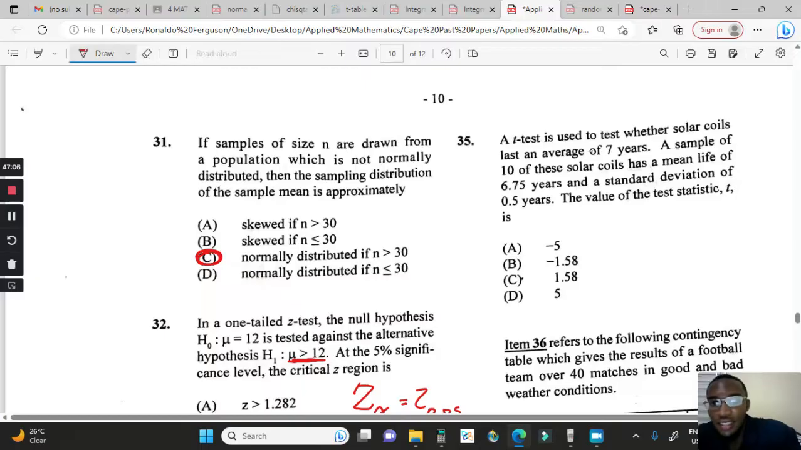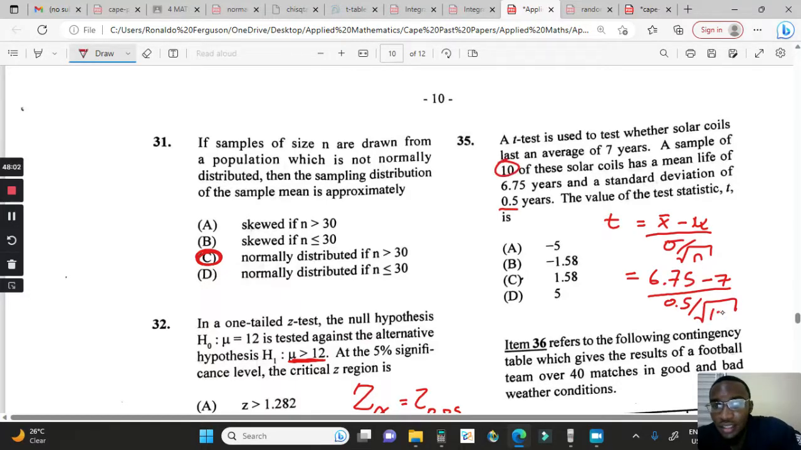Number 35, it says a t-test is used to test whether a solar coil lasts on average 7 years. A sample of 10 of these solar coils has a mean life of 6.75 and the standard deviation is 0.5. The value of the test statistic, remember the test statistic T is equal to x bar minus mu divided by the standard deviation divided by the square root of n. That's our test statistic. A sample of 10 and the mean life was 6.75 minus, they said that it lasts on average 7 years, so mu is 7, over the standard deviation given, 0.5, divided by the square root of n, and n is 10.